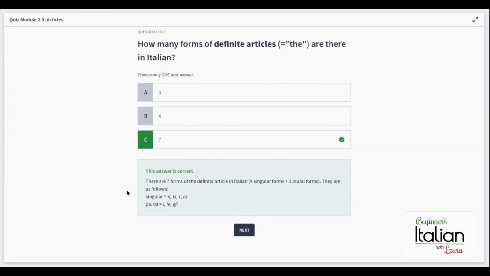Okay, the correct answer is 7. There are 7 forms of the definite article in Italian, 4 singular forms and 3 plural forms. They are as follows. Singular is il, la, l', and lo. The plural forms are i, le, and gli.